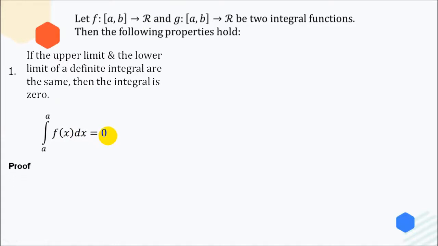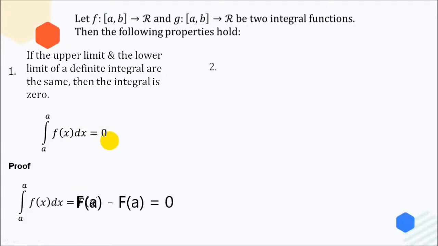Here's the proof by using the definition of the definite integrals and the fundamental theorem of calculus. The lower limit is a and the upper limit is a, so the integral of f(x) dx is equal to F with the upper limit a, minus F with the lower limit a, so F(a) minus F(a) is equal to 0. This is by using the fundamental theorem of calculus that we have learned before. So this proves that we have 0 here.